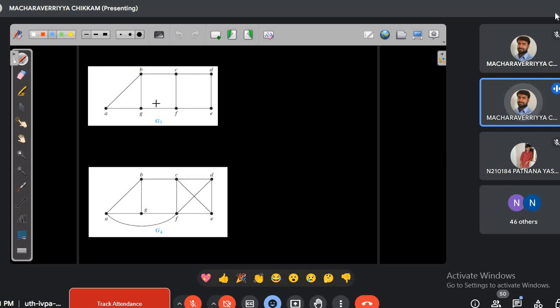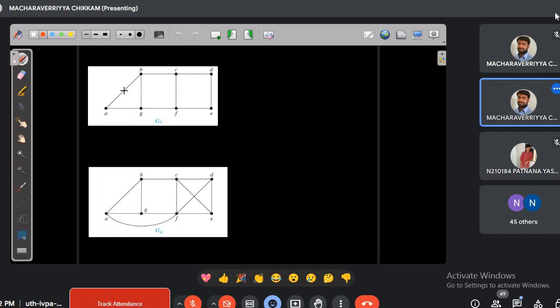Is this graph connected? Okay, this is anyway connected. Both are connected graphs only. In the first graph, do we have any cut vertex? In both the graphs, you do not find any cut vertex. There is no cut vertex. Is there a cut edge?